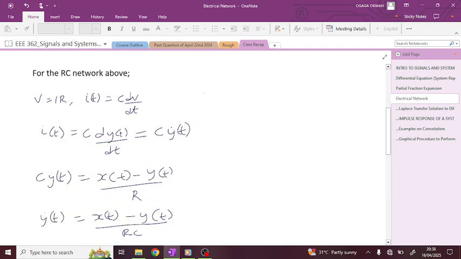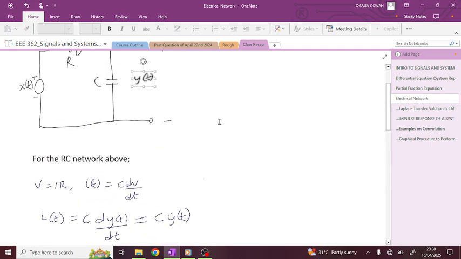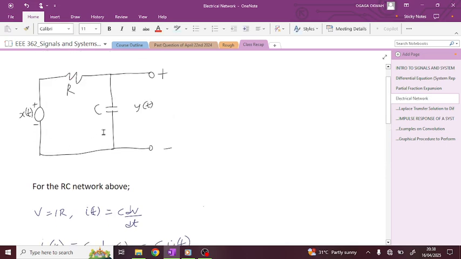To determine this output signal, let us first represent this system using differential equations. Are we ready? When we represent the system using a differential equation, we can then easily get the output signal. So let's go.